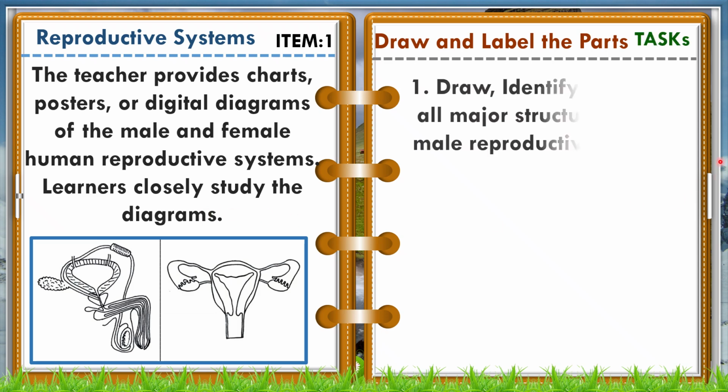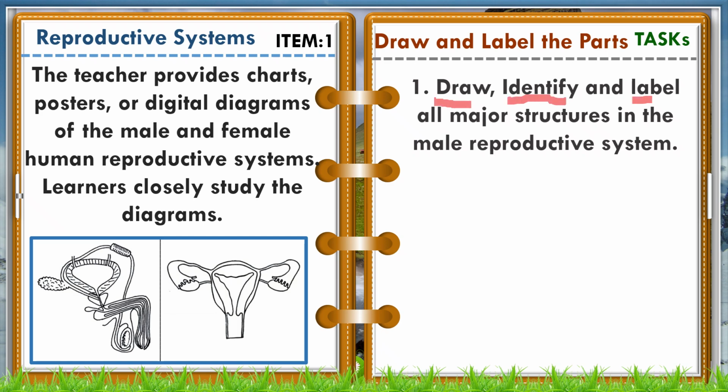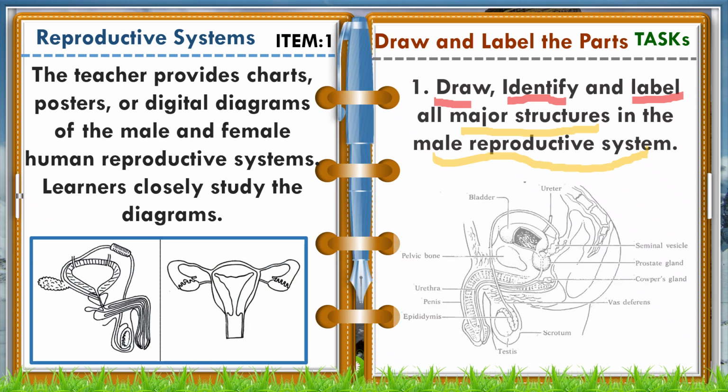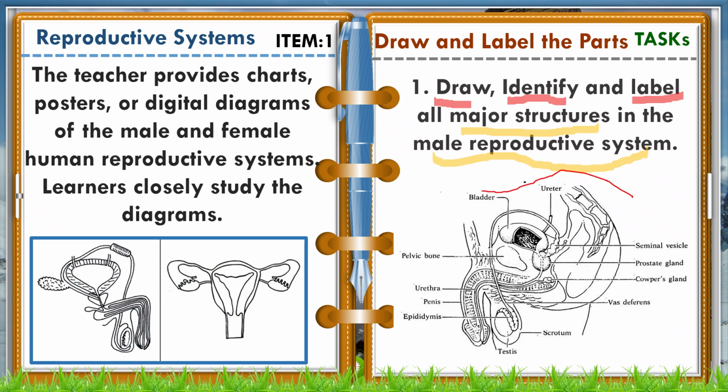Tasks. Draw, identify, and label the major structures in the male reproductive system. So here we want to draw, identify, and label the major structures in the male reproductive system. This is our male reproductive system that we have here.